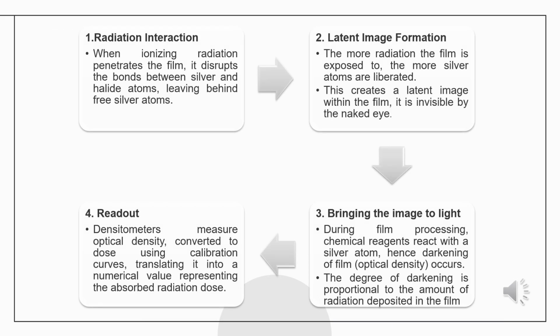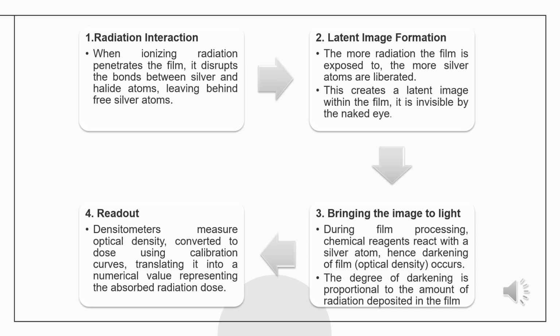Now we can summarize the working principle of film dosimetry. In the first phase, we have radiation interaction. When ionizing radiation penetrates the film, it disrupts the bonds between silver and halide atoms, leaving behind free silver atoms. In the second phase, latent image formation. The more radiation the film is exposed to, the more silver atoms are liberated, which creates a latent image within the film, invisible to the naked eye.